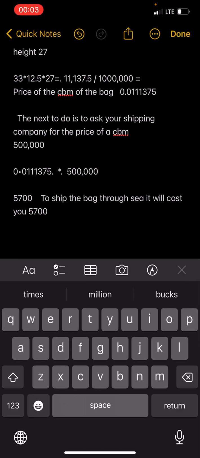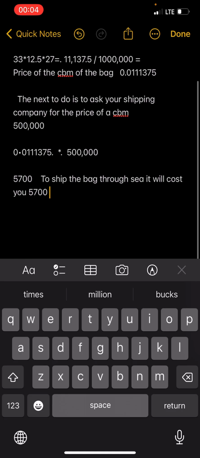Then the CBN of your bag, you bring it down. You now multiply it with the price of your CBN. I'm using times because I want it to be very, very simple and straightforward. It's very, very simple. But if there's any way you don't understand at all, let me know. When you multiply it with the price of your CBN, that is when you will get how much you are going to be using to ship this particular bag through sea down to Nigeria. It's very, very, very simple.